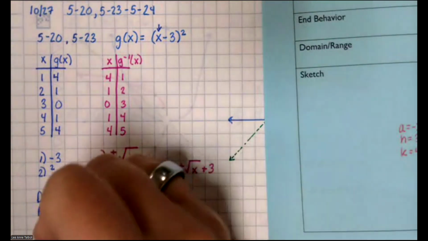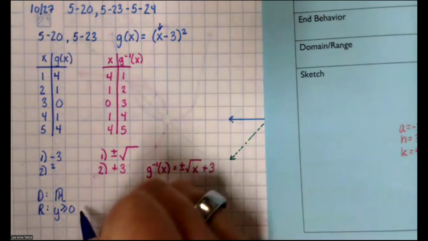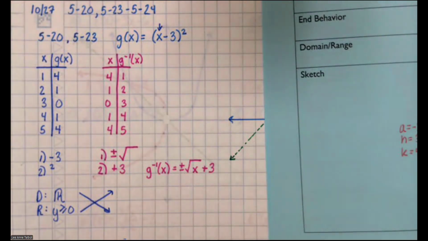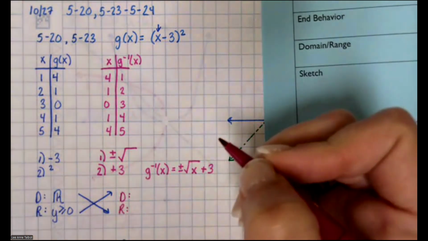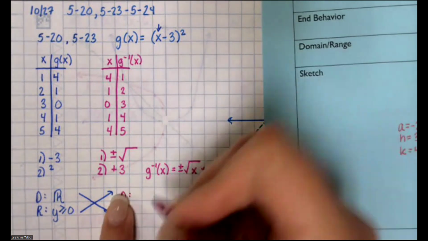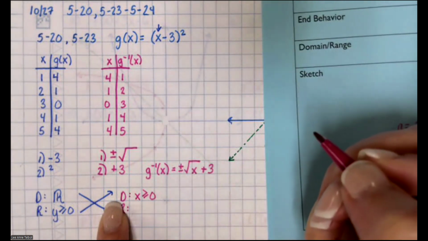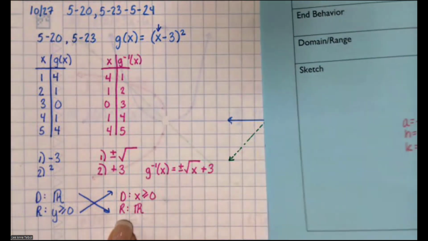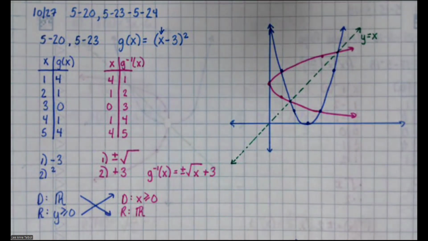Yep. You're already there. You're doing it without me. I love it. Okay, so this guy comes up here and becomes x is greater than or equal to 0. And this guy comes down here and becomes all real numbers. This flips just like the table, just like the steps. Domain and range flip too.